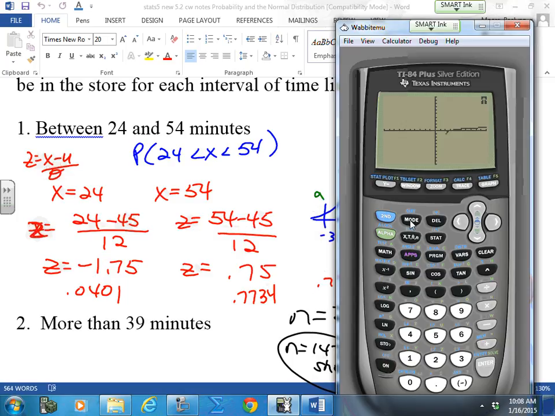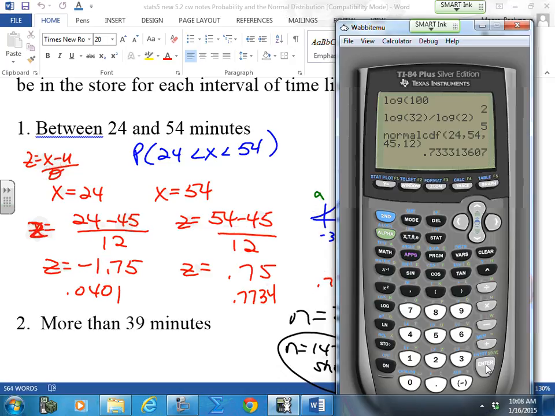Our low would be like 24. Your low is 24. Normal CDF. Your lower limit is 24. What's your upper limit? 54. Now be careful. Your mean is not 0 anymore. What's your mean? 45. And what's your standard deviation? 12. So then it gives you your area. Your area under that little piece of curve.